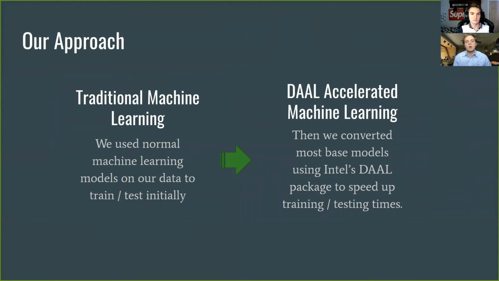Next, we have our approach. So originally, we took traditional machine learning models to train and test our data. And once we got that working, we implemented Intel's DAAL, which accelerates the machine learning. So we converted the basic models using Intel's DAAL, and then it decreased the training and testing times of our models.